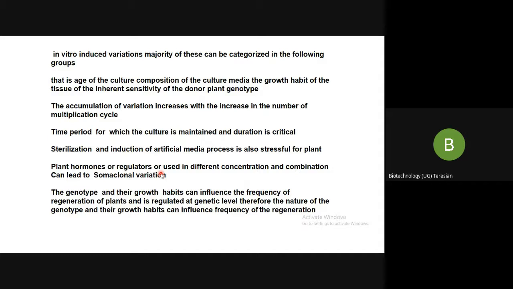So the genotype and the growth habits can influence the frequency of regeneration of plants, and it is regulated at the genetic level. Therefore, the nature of the genotype and the growth habits can influence the frequency of regeneration. Genotype means the genes that they are carrying. So that can also lead to somaclonal variation.